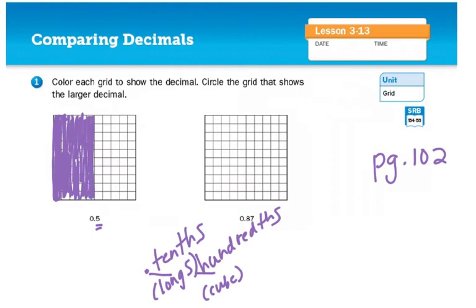And then the next one says 87 hundredths. So the first number after the decimal tells me how many longs. So that would be 8.